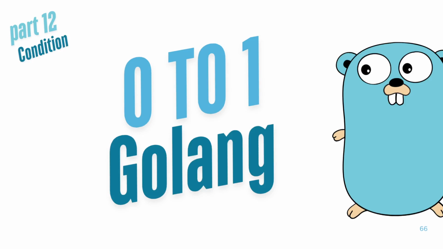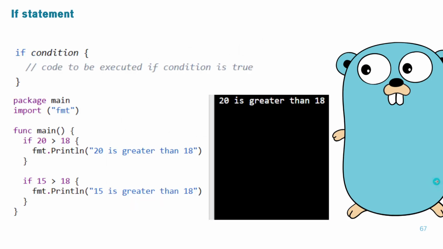In this video, we will explore conditions in Go, how they differ from other programming languages or whether they are similar, and how to write the program for them. So let's get started. First we have the if statement.